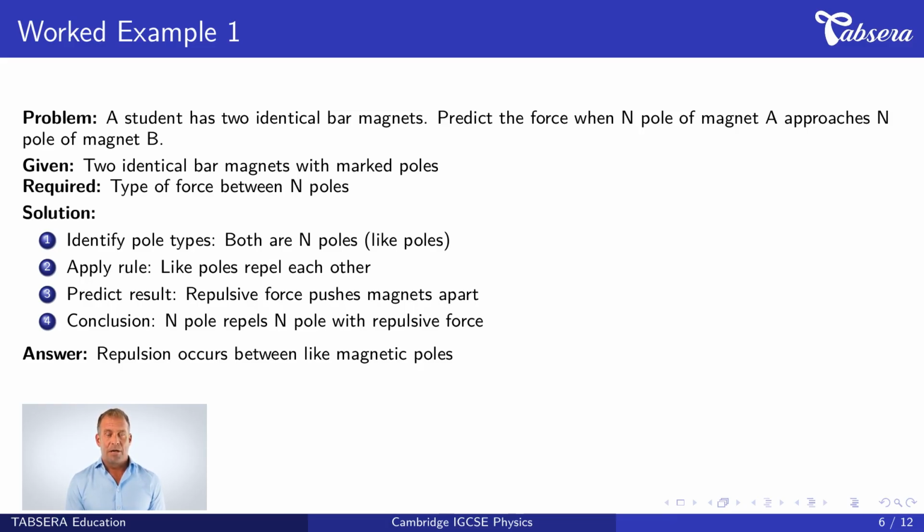Step 3, predict the result. A repulsive force will push the magnets apart when the N poles approach. Step 4, state the conclusion. N pole repels N pole with repulsive force. The answer is, repulsion occurs between like magnetic poles.